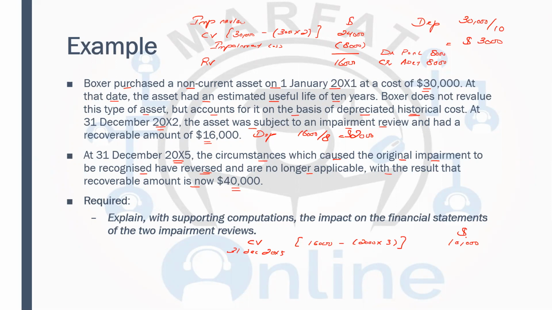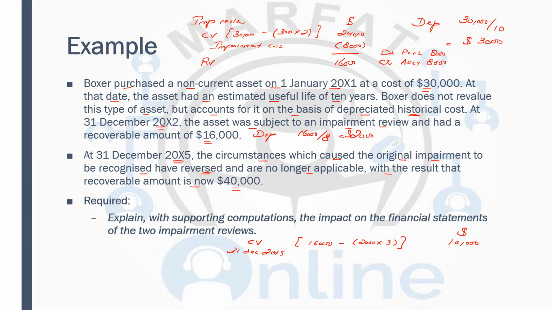So let me just recall what we have done. The asset was bought for 30,000, life is 10 years. We got a depreciation per year of 3,000. After 2 years, the impairment review was conducted, so we compare the carrying value with the recoverable amount. Carrying value after 2 years was 24,000 and the recoverable value is 16,000. Because the carrying value is more than the recoverable amount, the asset has suffered an impairment loss of 8,000, which should be directly recorded to the profit or loss, as we have no information regarding the previous revaluation.